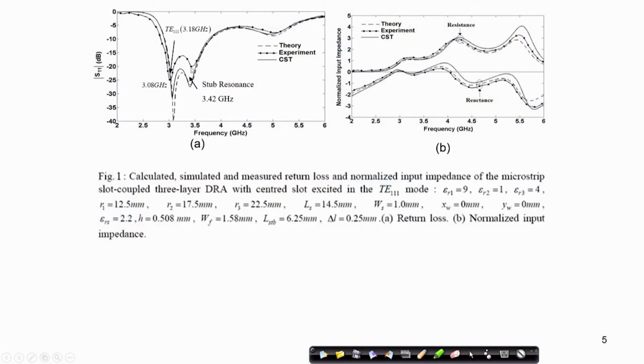Now, the first figure shows the return loss characteristics, or the reflection coefficient characteristics, of the multilayer dielectric resonator antenna fed by a centered slot. You see xw equal to 0, yw equal to 0, so this stands for the centered slot. The first layer permittivity is 9, the second layer permittivity is 1, and the third layer permittivity is 4. So, it is a 3 layer dielectric resonator antenna.